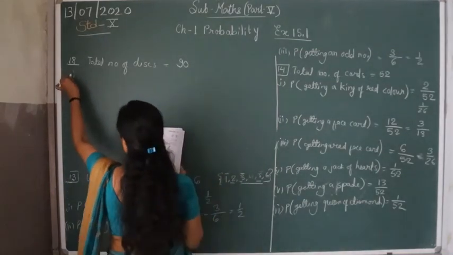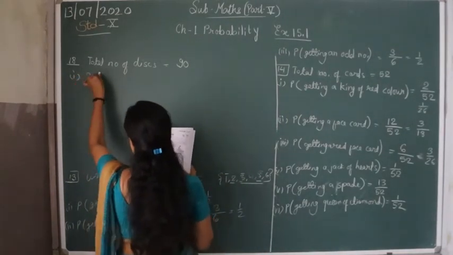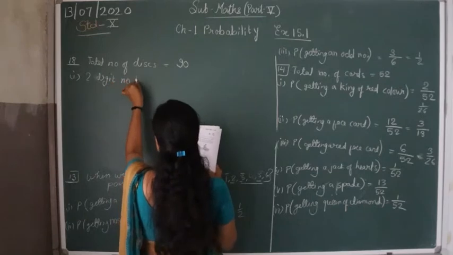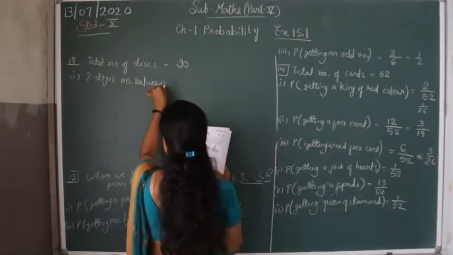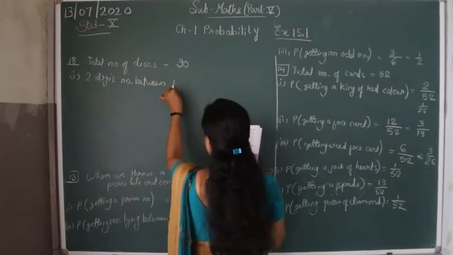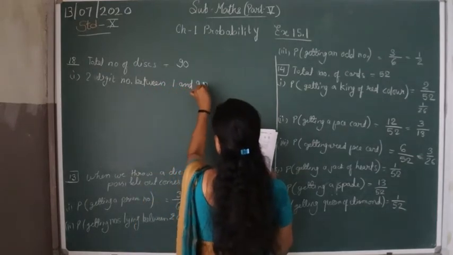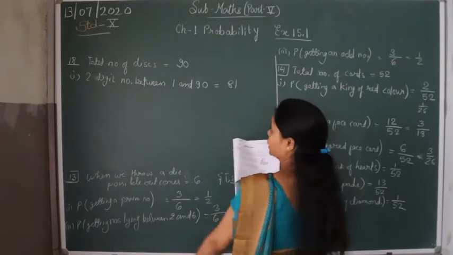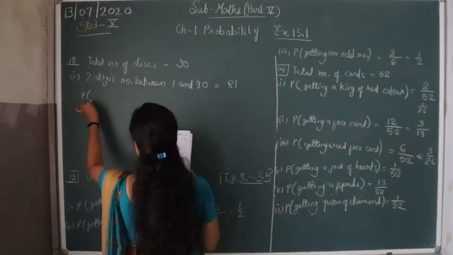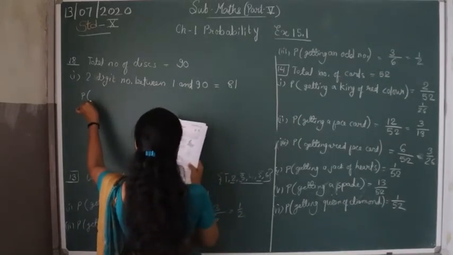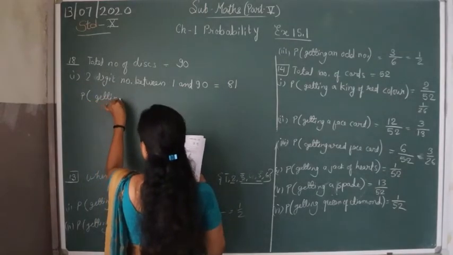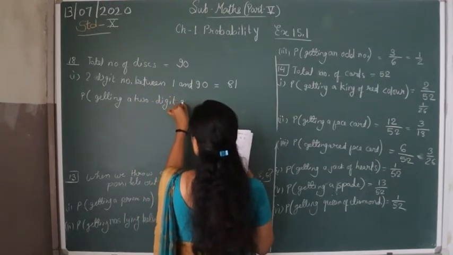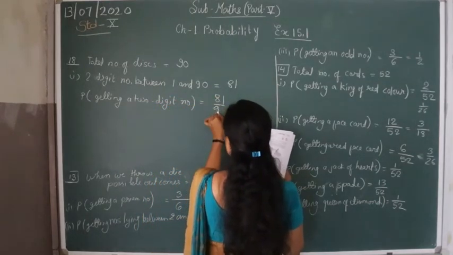If we count the 2-digit numbers between 1 and 90, can you count this? I hope you can count. This is 81. So the probability of getting a 2-digit number is 81 by 90.